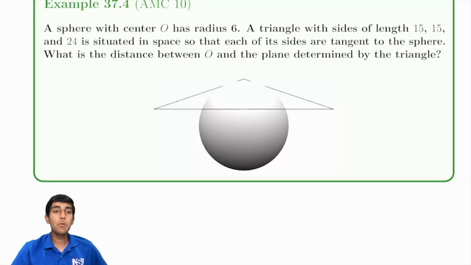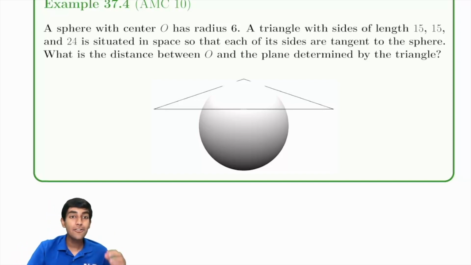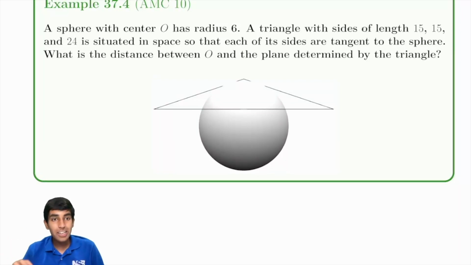Last time, we explored 3D geometry and the introduction of cross-sections, techniques that allow 3D geometry problems to become 2D geometry problems. This time, we're taking it one step further, and we're going to look at some more tricky cross-section problems. Starting off over here, a sphere with center O has radius 6.